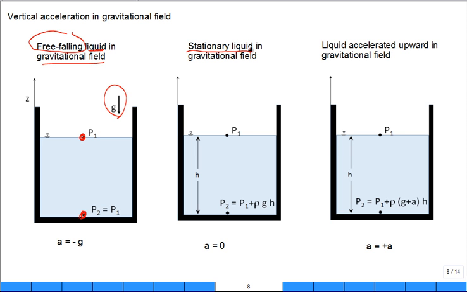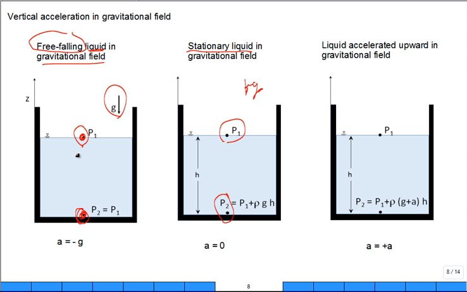It's not free falling, but it's still in a gravitational field, true? It's still in a gravitational field. If it's in a gravitational field and it's stationary, is there a difference between the pressure at P1 and the pressure at P2? P2 is higher. Why is it higher? Because of the hydrostatic head.